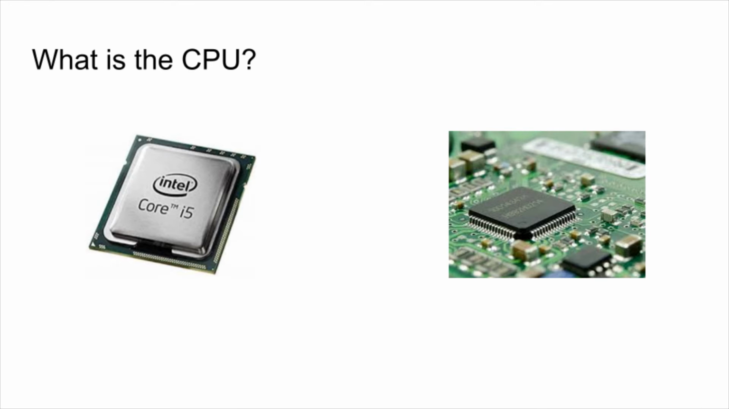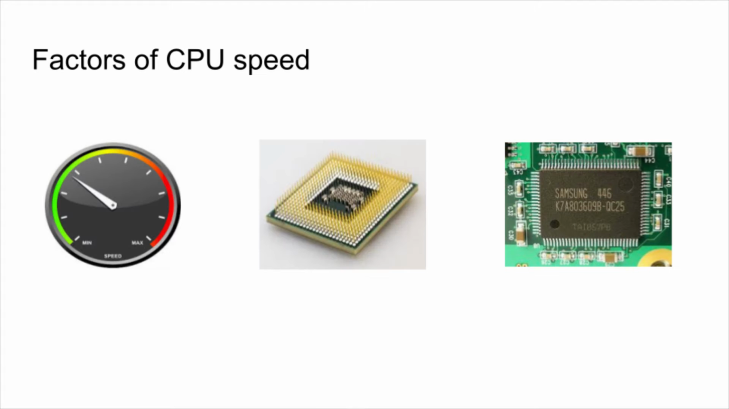The CPU, otherwise known as the Central Processing Unit, is a part of the computer which fetches and executes instructions from the main memory such as RAM. Some things which can affect the speed of the CPU include clock speed, which is the number of cycles per second, and it's measured in hertz. The more hertz, the faster it processes instructions. 2 hertz is 2 billion cycles per second.